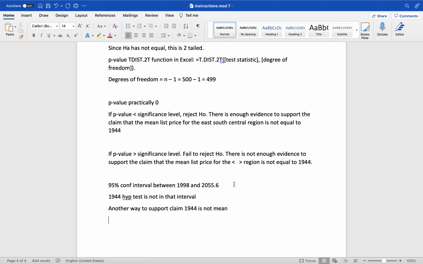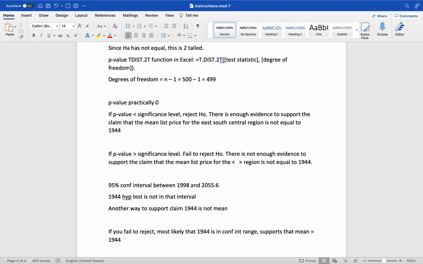Okay, we're 95% confident that it's between 1998 and 2055. Okay, so 1944 is not in that interval, so it's most likely 1944 is not the mean. Okay, now if yours is this, if you get fail to reject, it is most likely that 1944 is in your confidence interval range, which supports that the mean does equal 1944.